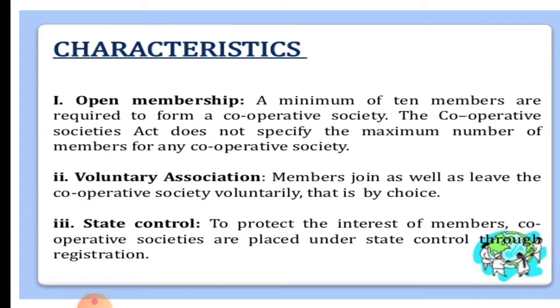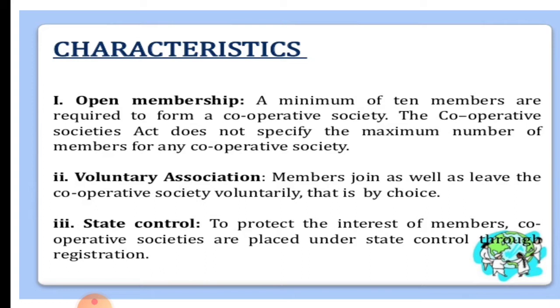Open membership. Anyone who has the aspiration or wish to become a member in a cooperative society can become a member of the cooperative society. The minimum number is fixed to 10 and they are required to form a cooperative society. The Cooperative Societies Act doesn't give any maximum limit or specify any maximum number of members for any cooperative society. So the minimum is 10 and the maximum is not fixed. So any number of persons can join the cooperative society as a member.